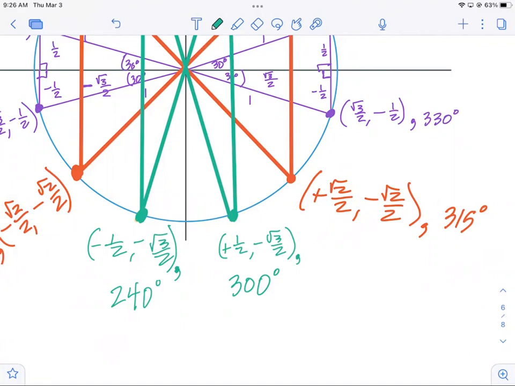I'm asking them in a different order now, right? What is the secant of 300? 2. Good. What is the tangent of 300? Negative square root of 3. And one of my favorite questions, what is the cosecant of 300 degrees?